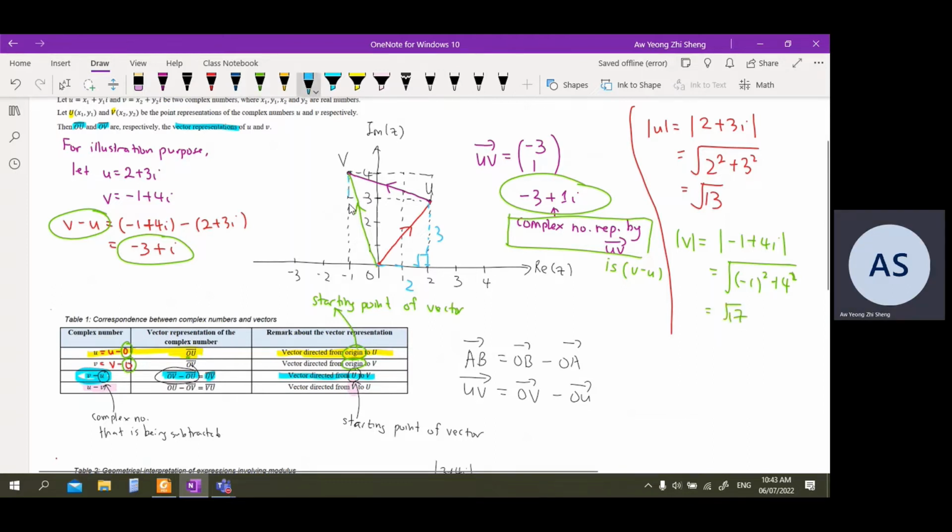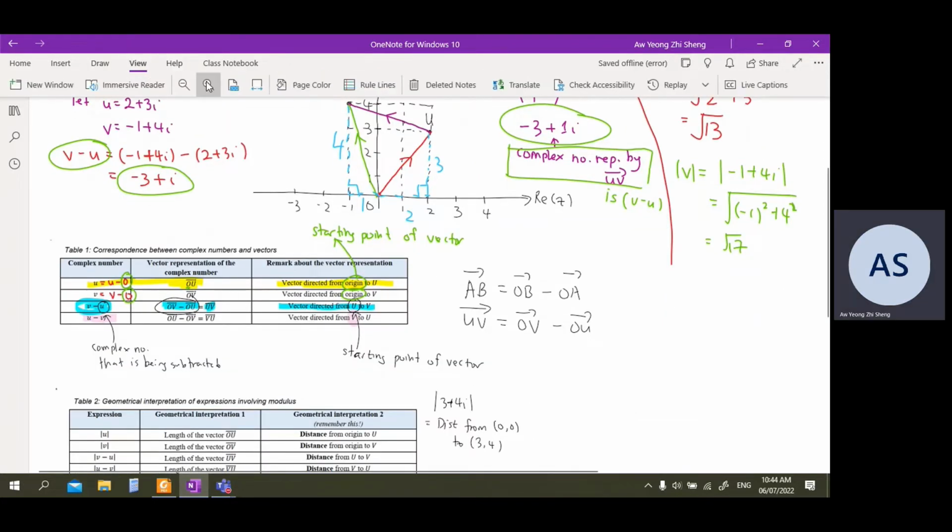So again, if you use your diagram, using a right angle triangle and treating OV as the hypotenuse of this right angle triangle, then you will be able to get the same length of square root 17 as the length of OV. Because your vertical side has 4 units of length, your horizontal side has 1 unit of length, so square root of 4 squared plus 1 squared gives the length of the hypotenuse OV.